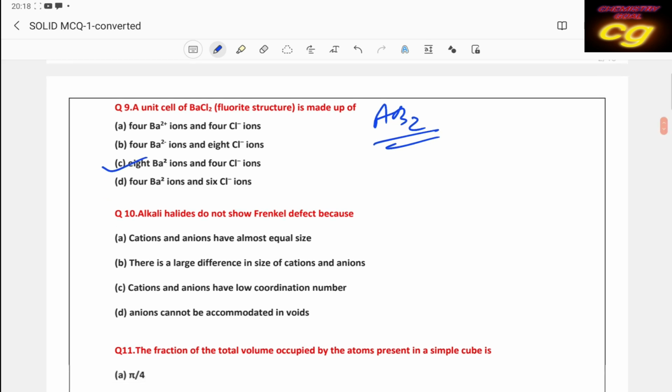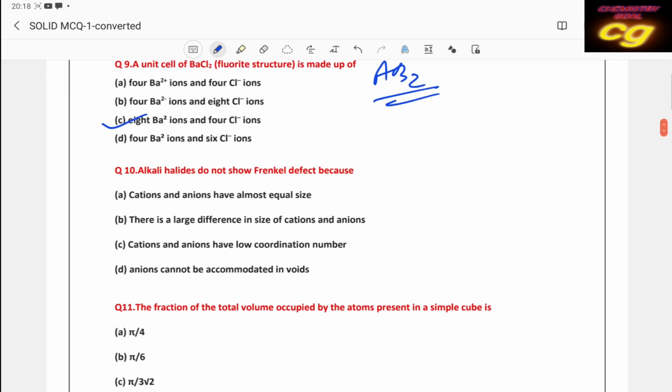Okay. Then question number 10. Alkali halides do not show Frenkel defect because, as we have already discussed here, cations and anions have almost equal size. So the correct answer is the first one. The others are wrong because there is a large difference in size of cations, that is not satisfying. Cations and anions have low coordination, that is not satisfying. Just opposite, anions cannot be accommodated in voids. All are not satisfying the points, so the first one is the correct answer.